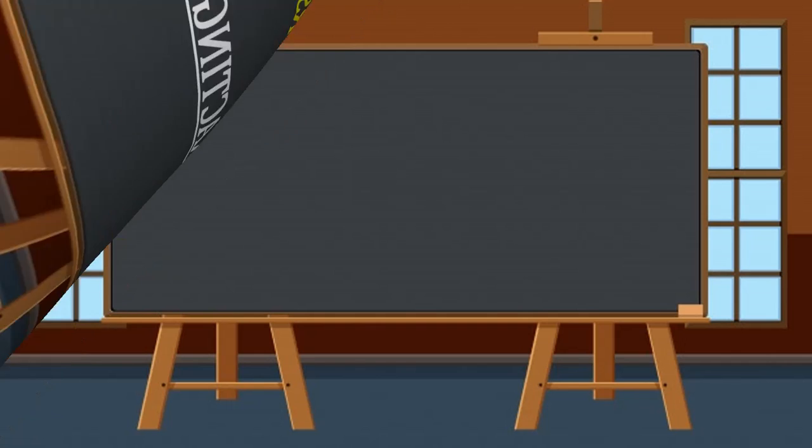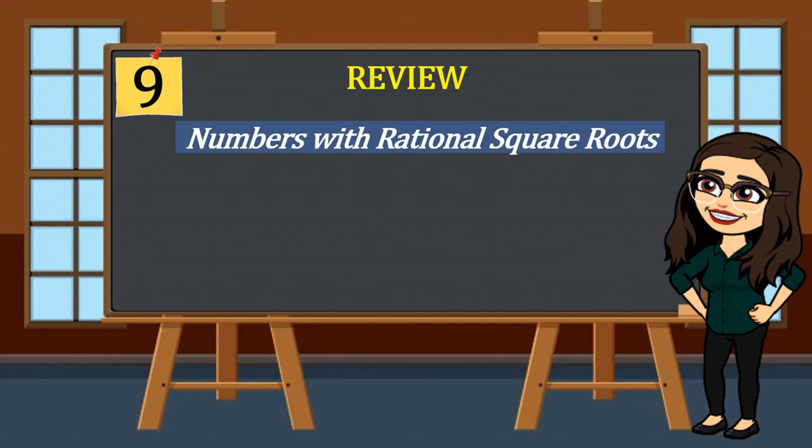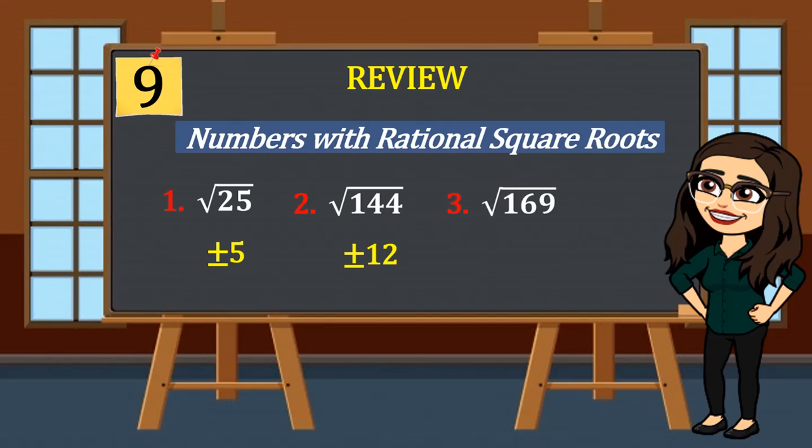So first, let us have a review. Here are different examples of numbers with rational square roots. First, the square root of 25. The square roots of 25 are positive 5 and negative 5. Next, the square root of 144. The square roots of 144 are positive 12 and negative 12. And then, the square root of 169. The square roots of 169 are positive 13 and negative 13.